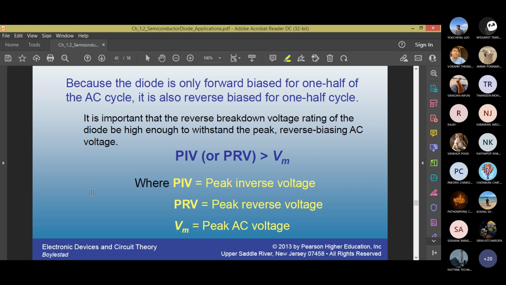When designing a circuit, you have to know the diode's PIV rating, definitely from the spec sheet. It is given on the spec sheet for all diodes, and you design your input accordingly.